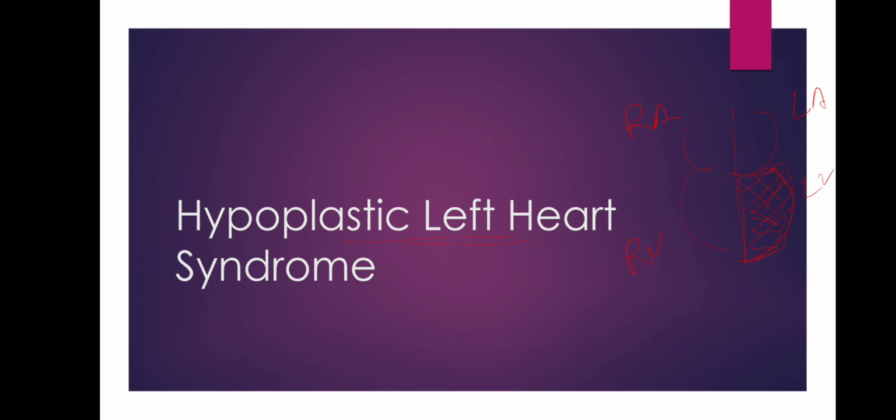In a normal heart, what happens? All the deoxygenated blood comes from the SVC and IVC and enters into the right atrium. Then the deoxygenated blood enters the right ventricle, and from there it goes to the pulmonary artery and into the lung, where it is oxygenated. This oxygenated blood enters the left atrium, goes to the left ventricle, and then the aorta. This oxygenated blood supplies the whole body.